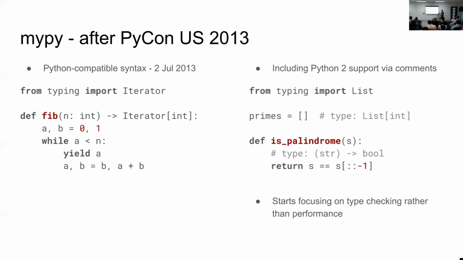So here we have a typing module, and then we have this generic iterable. In this typing module, types are specified using the subscript notation in Python because we want it to be Python compatible. We also added Python 2 support using these type comments. Here, primes is a list of integers. So you still have to import from typing. Also here, you can also annotate the type of a function.